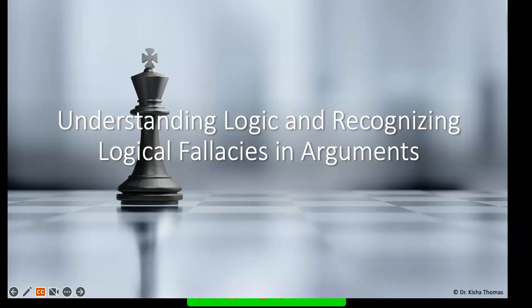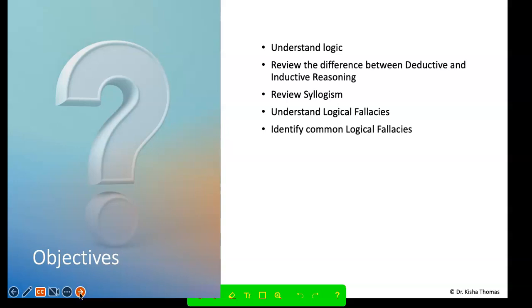Today's topic of discussion is understanding logic and recognizing logical fallacies in arguments. Our objectives for today are to understand logic, review the difference between deductive and inductive reasoning, review syllogism, understand logical fallacies, and identify common logical fallacies.